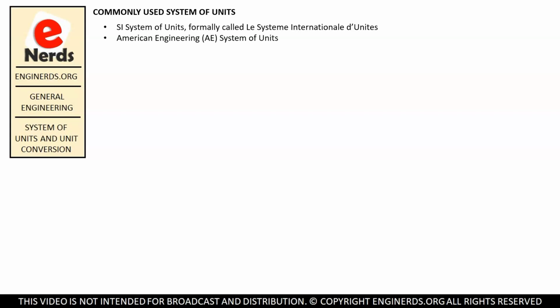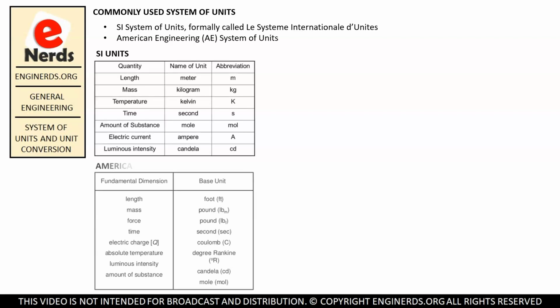So dalawa lang yung ipe-present ko rito. So we have the SI system of units or yung tinatawag nating International System of Units and the American Engineering System of Units. Okay, so here are some examples of SI units and the American Engineering Units. So ipagkukumpara natin sila dahil magkaiba nilang nire-represent yung units and dimensions.